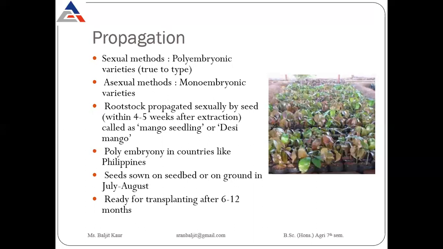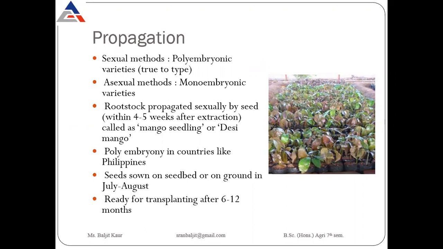when a fertilized egg has more than two or three embryos in it, right? When a fertilized egg has more than two embryos in it, then it is known as polyembryonic varieties, and these polyembryonic varieties are true to type, and can be propagated through seed, right? Because these are true to type.